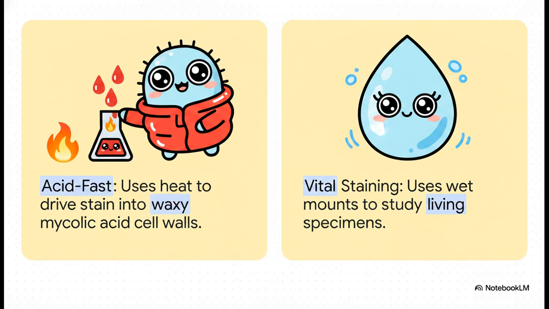So to breach this armor, we actually have to use the physical force of heat and steaming to drive the primary stain directly into that waxy wall. Then, on the completely opposite end of the spectrum, is vital staining. This technique uses gentle wet mounts to study living, viable biological specimens without killing them. So we completely avoid that harsh heat fixation process we talked about earlier.